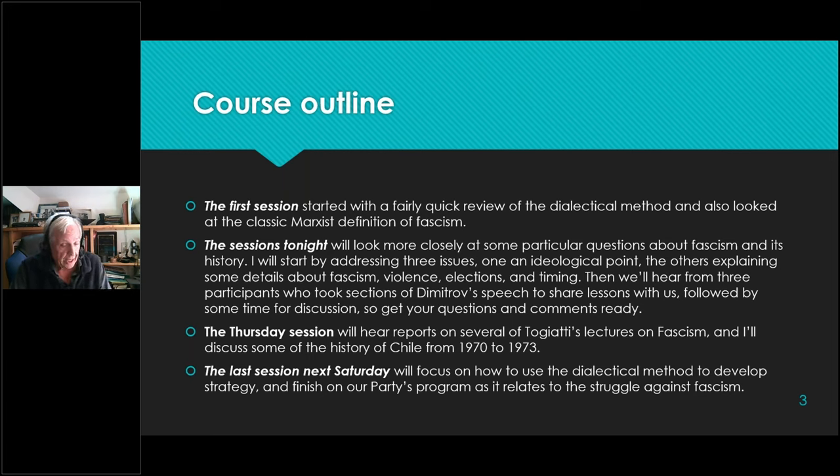The session on Thursday, we'll hear several participants talk about several of Togliatti's lectures on fascism, and I'll discuss some of the history of the socialist movement and the fascist imposition of fascism in Chile, the period from 1970 to 1973, which also holds important lessons for us. And the last session on Saturday will focus on how to use the dialectical method to develop strategy and finish on our party's program as it relates to the struggle against fascism.